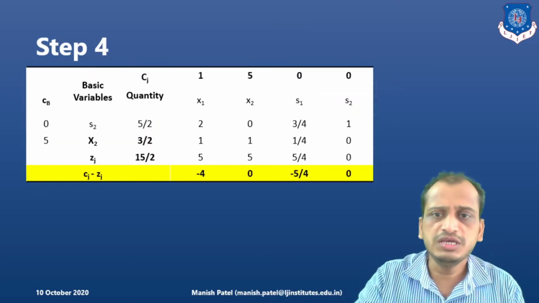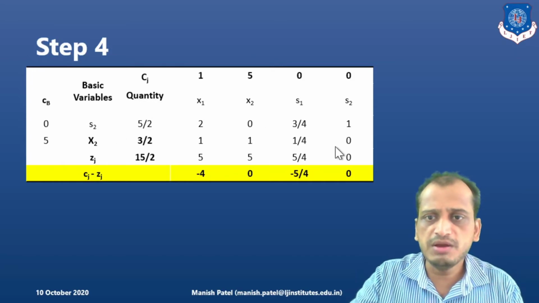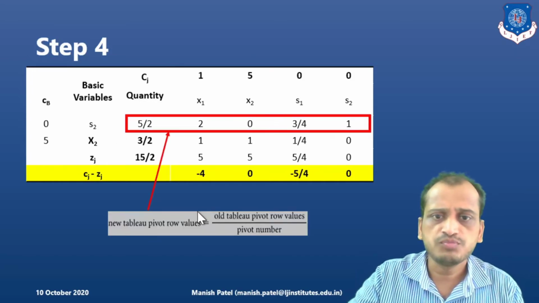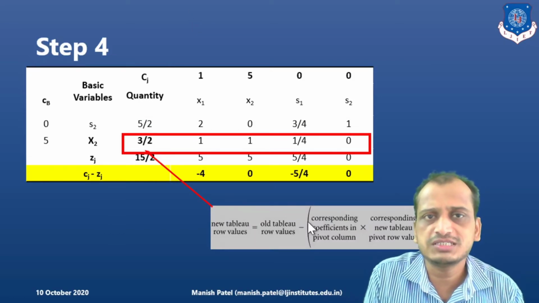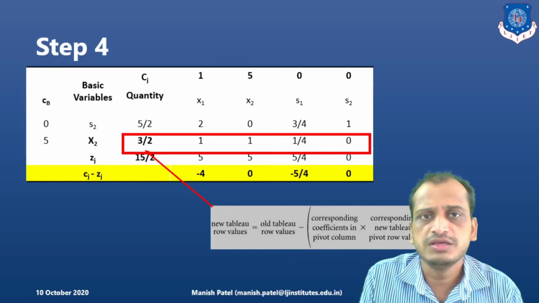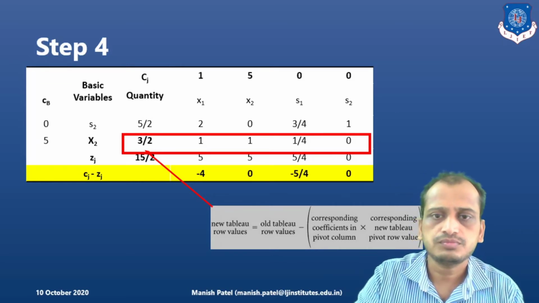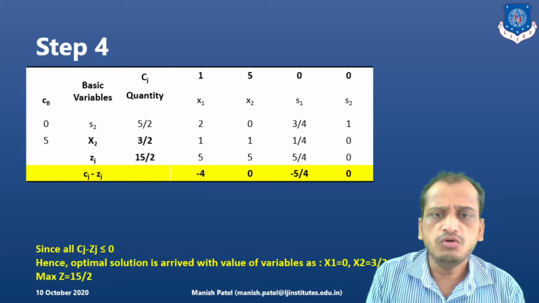So here if you see, we have calculated the new table values. So how do we do that? Again, the new table pivot point values based on the pivot row we have calculated here, right? In the same way, we have also calculated the second row based on this formula which I have discussed in detail in the previous lecture of simplex method. So based on this, how do we calculate it?